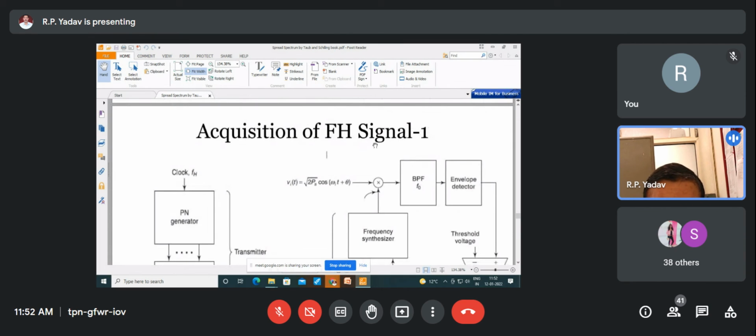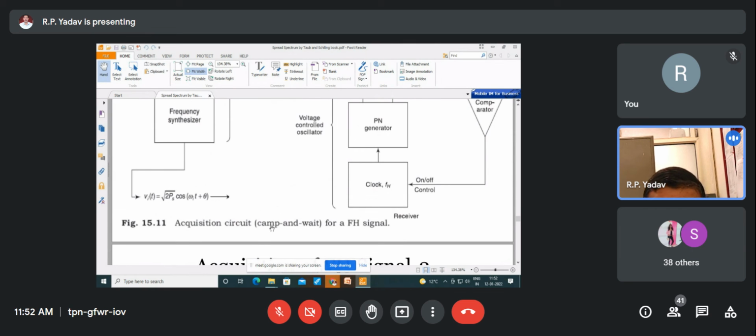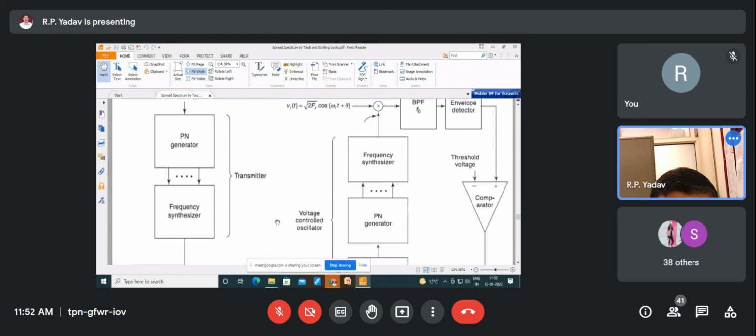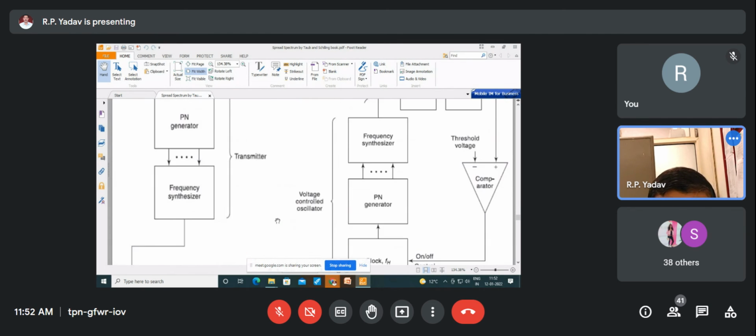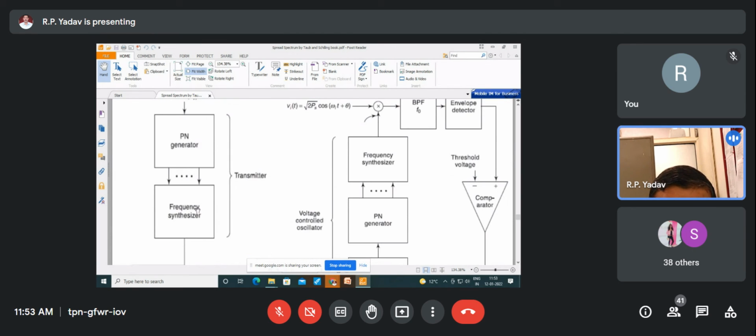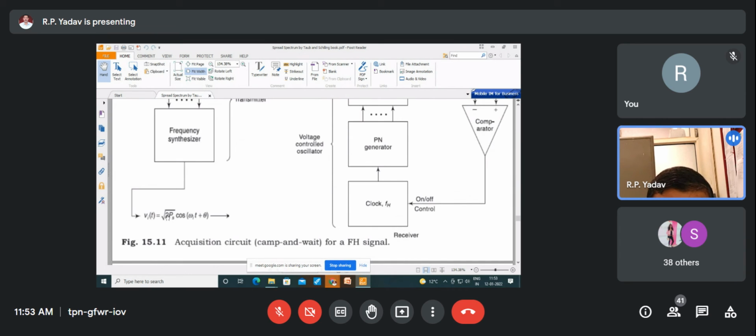So, acquisition of an FH signal. Now look here, this is an acquisition circuit. Acquisition means I'm trying to capture that signal. Here, this is my clock, this is my PN generator, and this is a frequency synthesizer. This is a transmitter; I'm transmitting at a particular frequency, so this is my transmitted output.